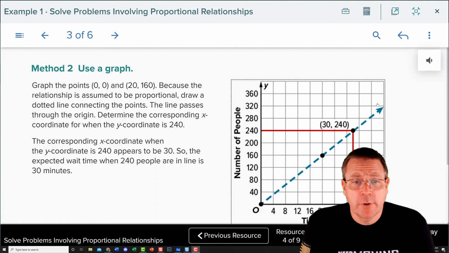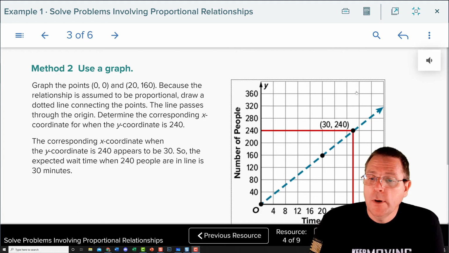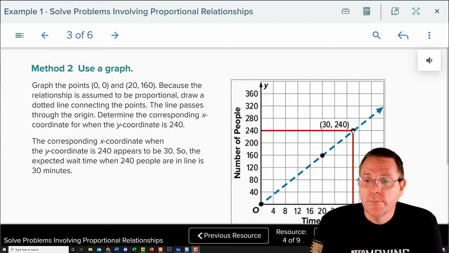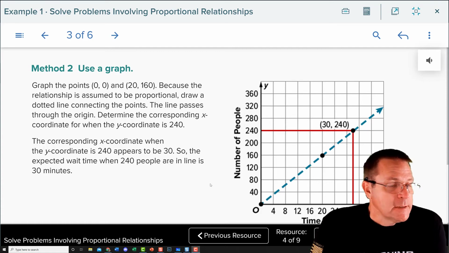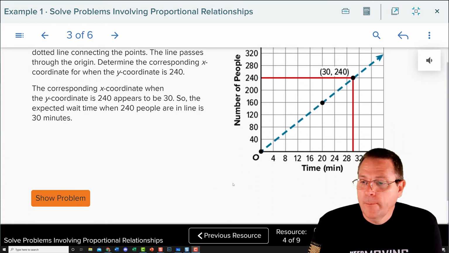Because it's a proportional relationship, it's going to start at the origin and it's going to be a straight line. So from there we can keep going until we reach the point where we have 240 passengers. At that point we're going to go down, and how long should it take in time? It should take 30 minutes. This is method 2, the second good way that you can use to solve this problem.